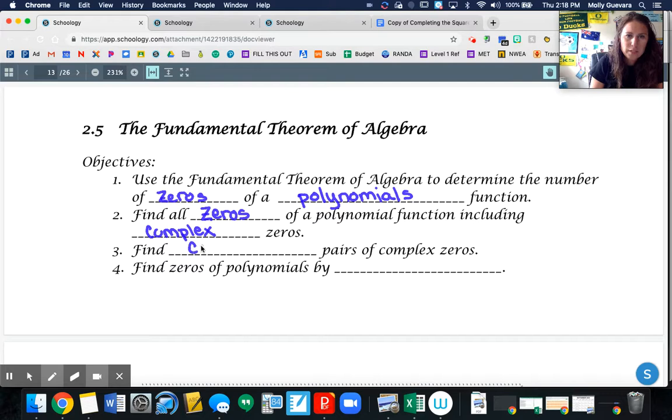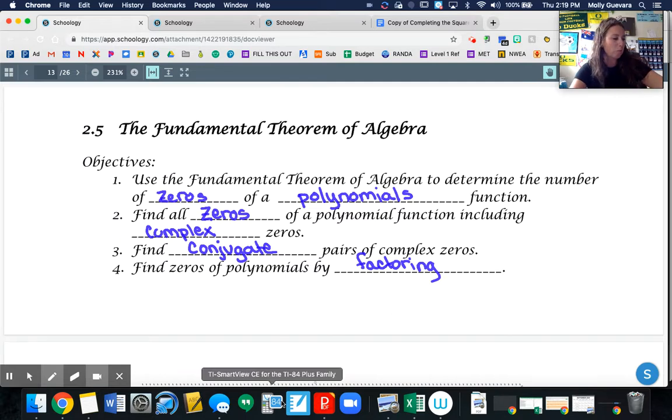Part 3 is we're going to look at finding the conjugate pairs of complex zeros. So remember, conjugates are those terms that are 2x plus 1, 2x minus 1, 1 plus, 1 minus, but the terms are the same. And then our last step is to find all the zeros of polynomials by factoring. So we're going to look at factoring today. We're going to look at synthetic division. We're going to look at multiplying.